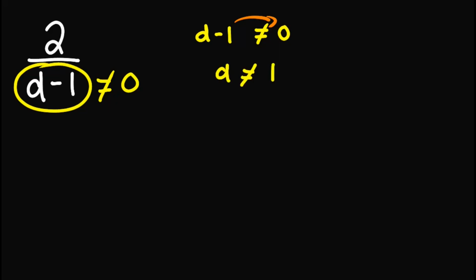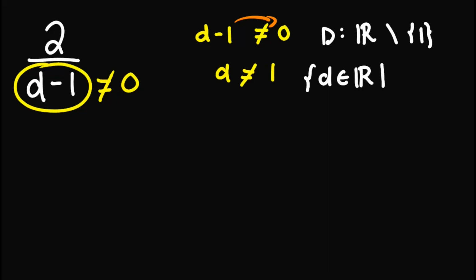Indeed, if we plug in 1, this will become 2 over 0. So the domain is given by all real numbers except 1, or we can write it as d, the set containing d in R such that d is not equal to 1. And that is the domain.